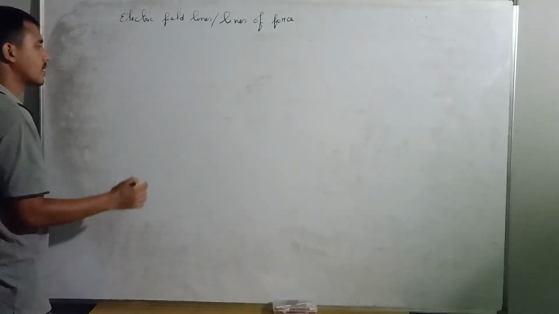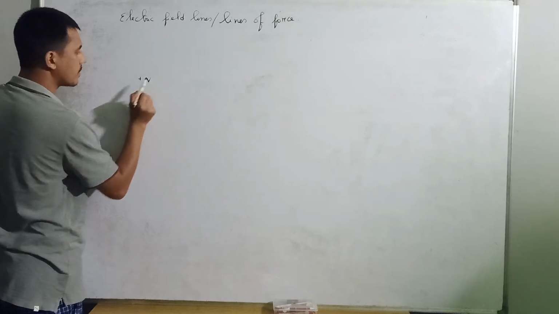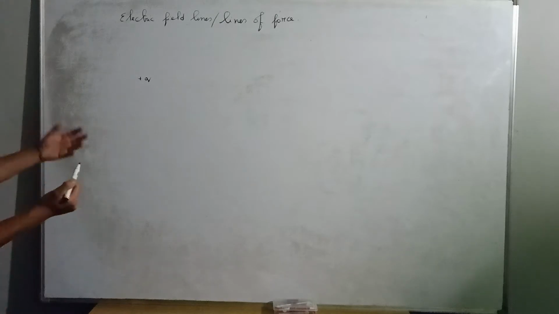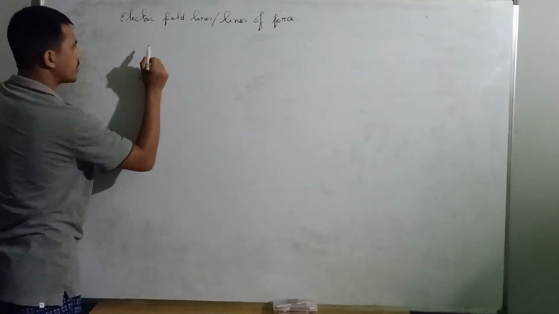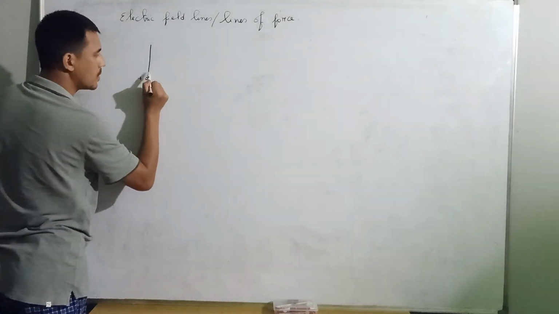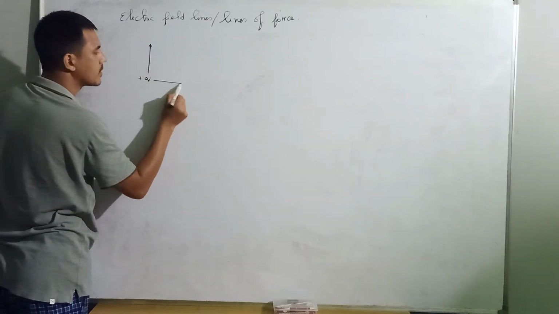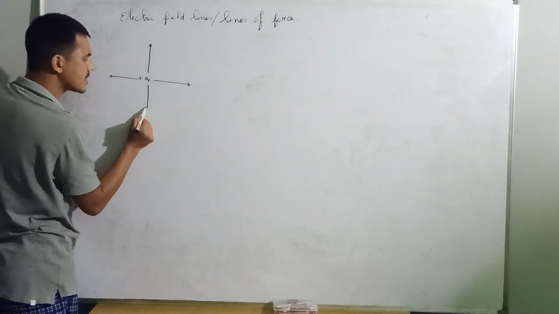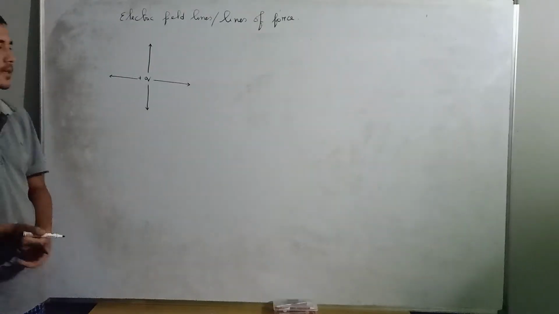Now consider a positive charge, plus Q. I have mentioned in the previous class that for a positive charge, the electric field lines are directed radially outwards. That's what Faraday told us.